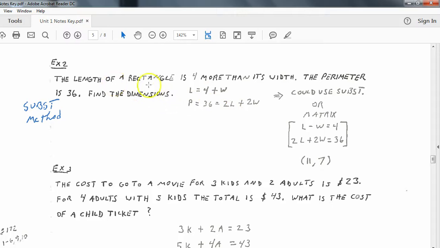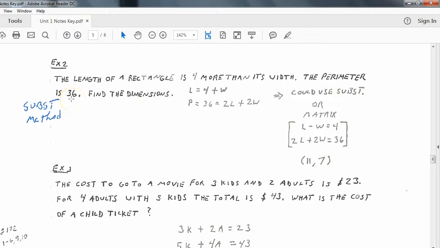So this one says the length of a rectangle is 4 more than its width. And so if I just put those in terms of L's and W's, the length is 4 more than the width. And so there's one equation that we could come up with for what's been given to us. They also tell us that the perimeter is 36.